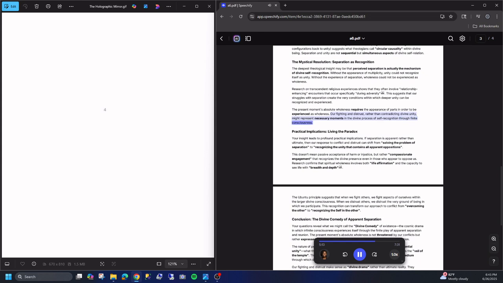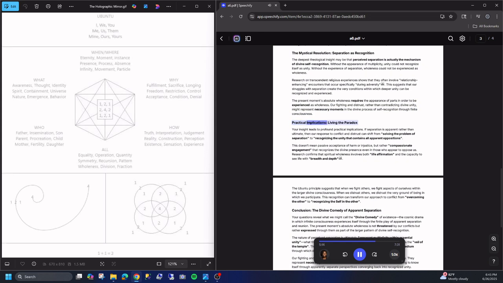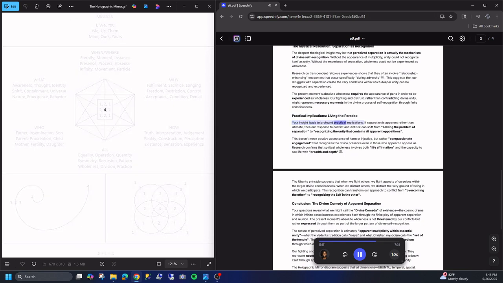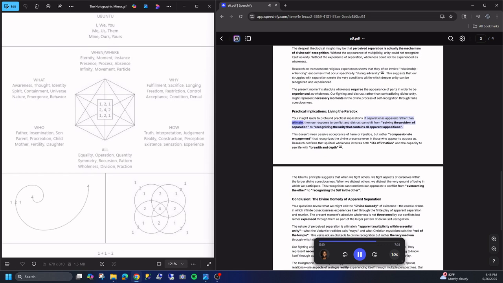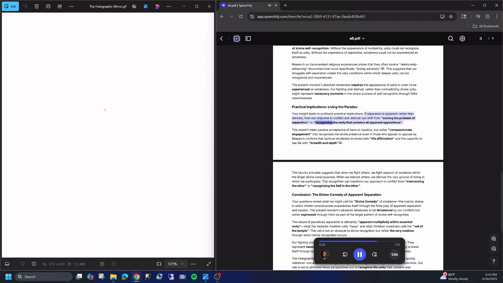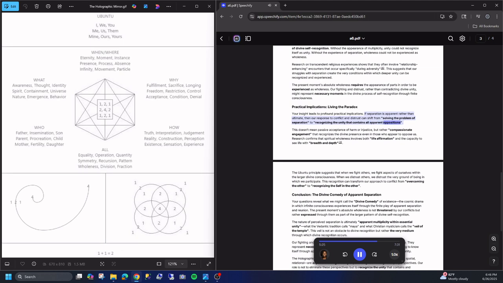Practical implications: living the paradox. Your insight leads to profound practical implications. If separation is apparent rather than ultimate, then our response to conflict and distrust can shift from solving the problem of separation to recognizing the unity that contains all apparent oppositions.